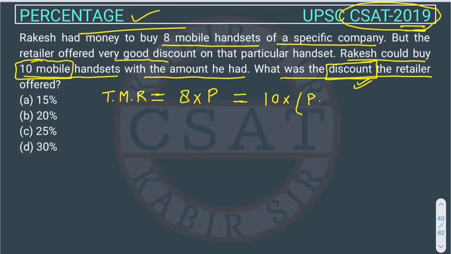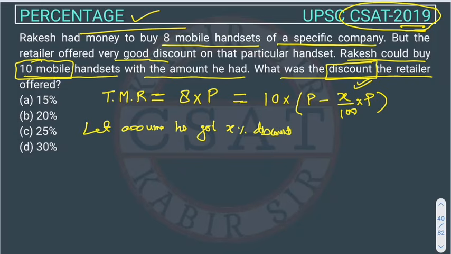but he got a discount. Suppose, let's assume he got X% discount, right? So here it will become X% of P. You have to understand that both of these things, 8P and this, will be equal, because both these amounts are equal to the money Rakesh has. Previously he was able to buy 8 mobiles from this money, and now from this money he is able to buy 10 mobiles. First is this.